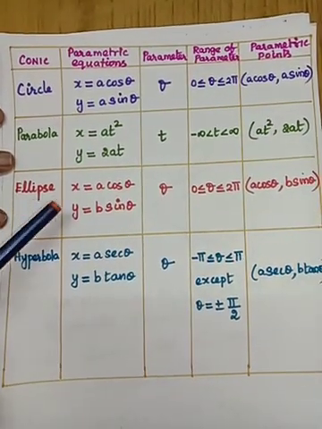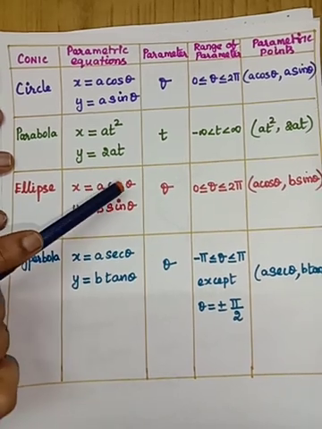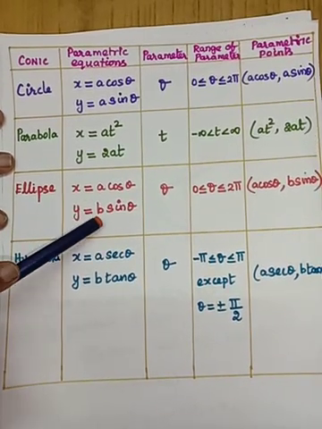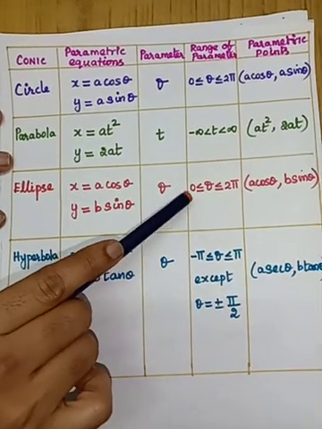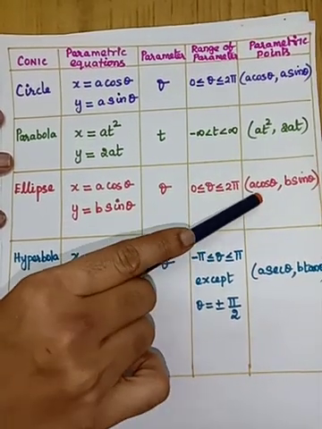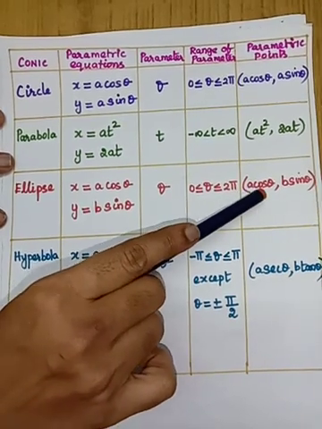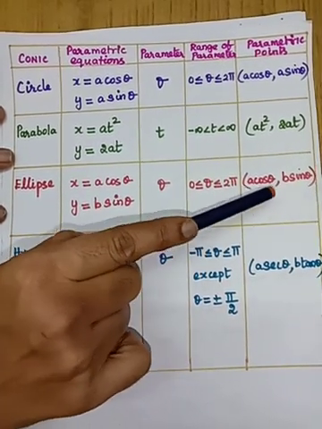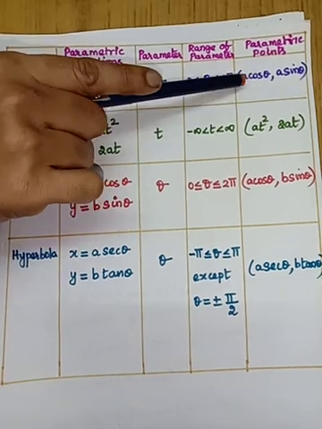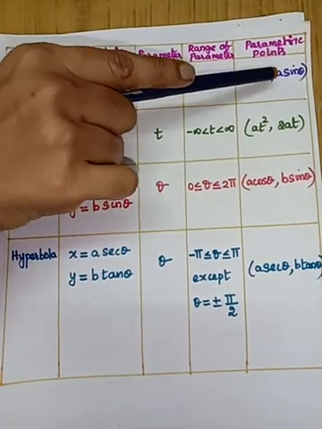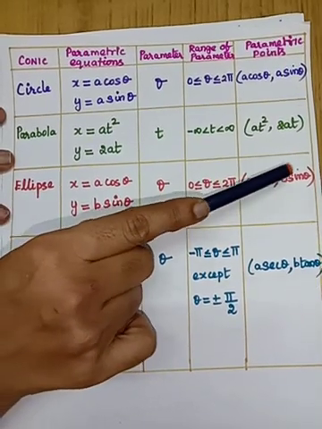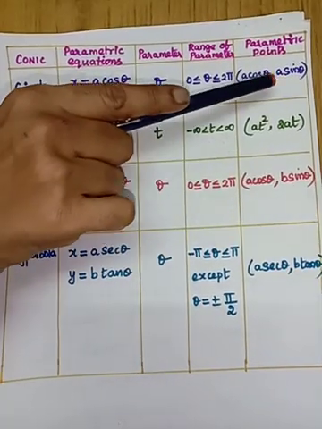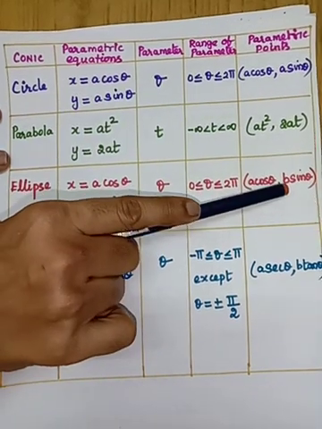Come to the ellipse. x is equal to a cos theta, y is equal to b sin theta. The parameter is theta. It varies from 0 to 2 pi. And the parametric point is a cos theta, b sin theta. When you compare with the circle, the points are a cos theta, a sin theta, while for the ellipse it is a cos theta, b sin theta. That is the difference between the circle and the ellipse.